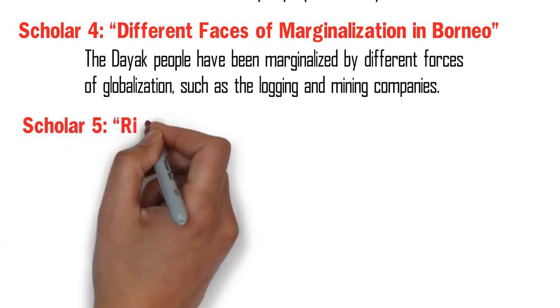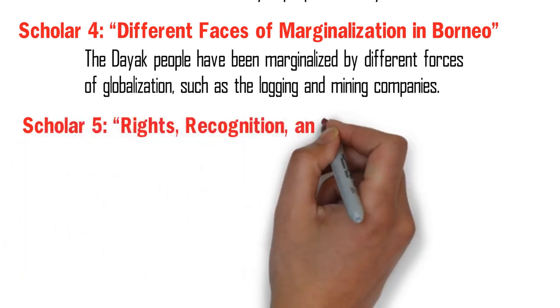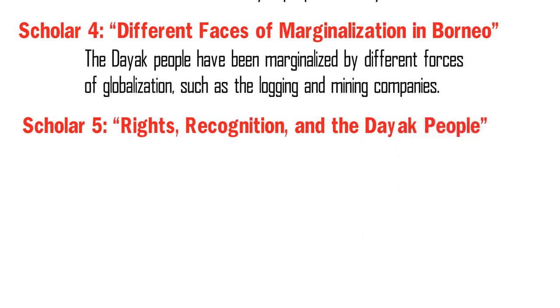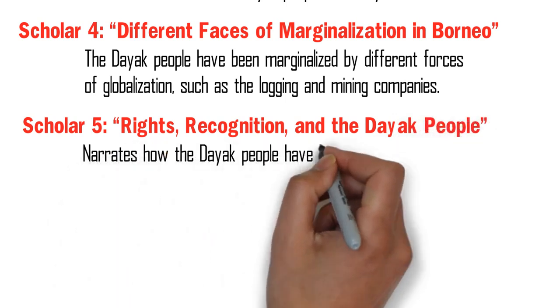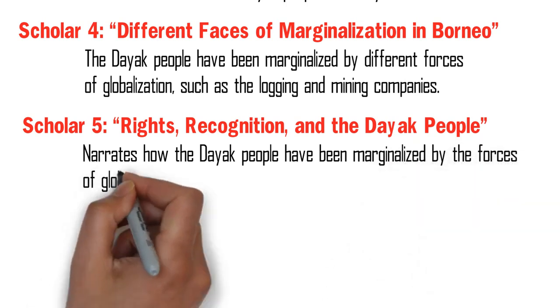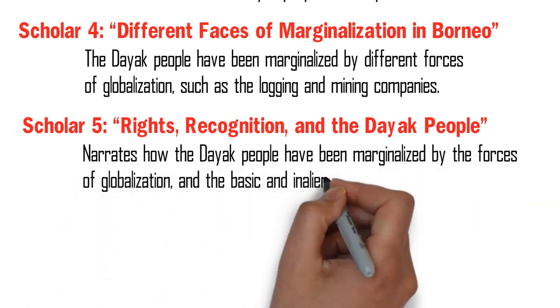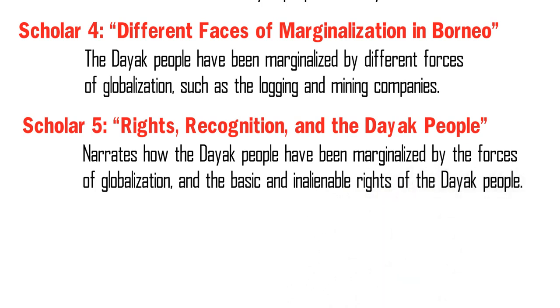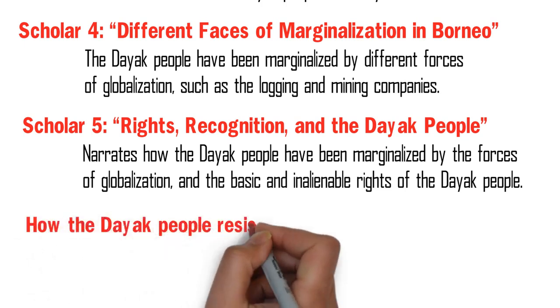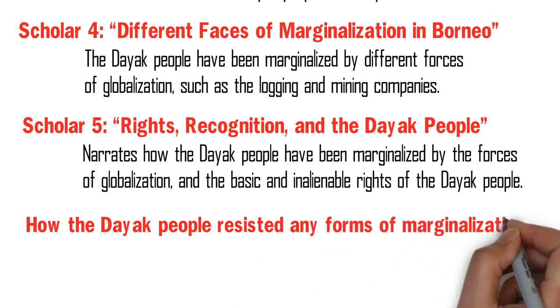Scholar 5, in her work titled Rights, Recognition, and the Dayak People, narrates not only how the Dayak people have been marginalized by the forces of globalization, but also the basic and inalienable rights of the Dayak people. Now, after reviewing these important pieces of literature about the marginalization of the Dayak people, one may have realized that no scholar on the Dayak people so far has done research on the way in which the Dayak people resisted any forms of marginalization.